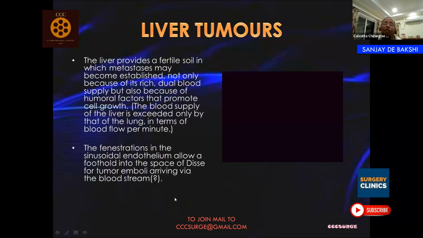Okay, the liver provides a fertile soil in which metastases may become established, not only because of its rich dual blood supply, but also because of humoral factors that promote cell growth. The blood supply of the liver is exceeded only by that of the lung in terms of blood flow per minute. Fenestrations in the sinusoidal endothelium allow a foothold into the space for tumor emboli arriving via the bloodstream.